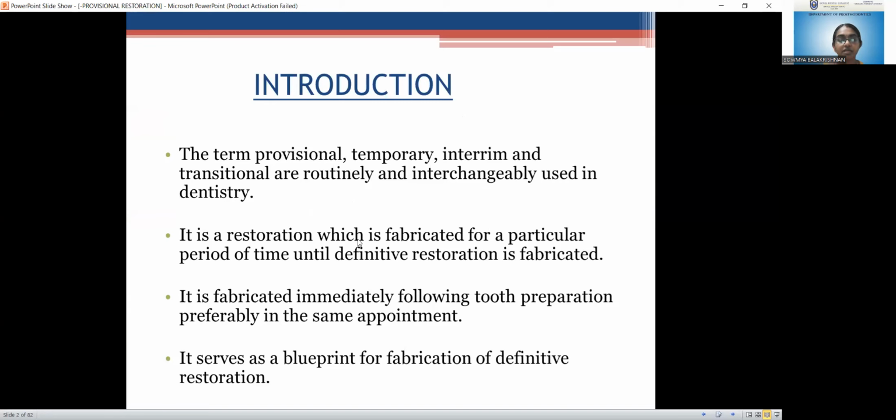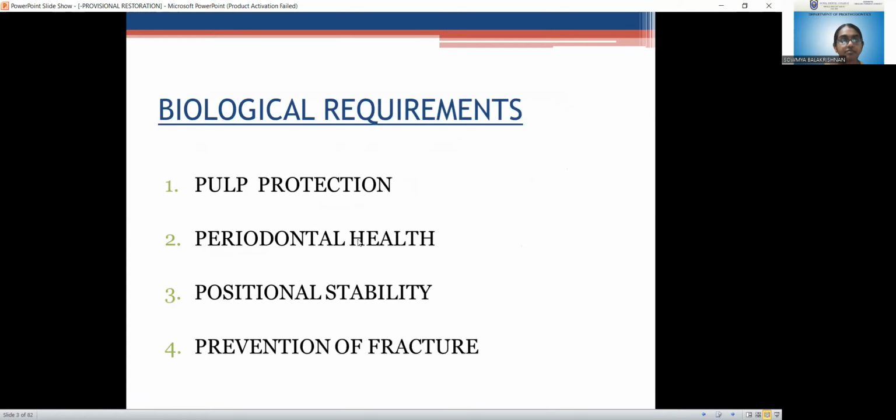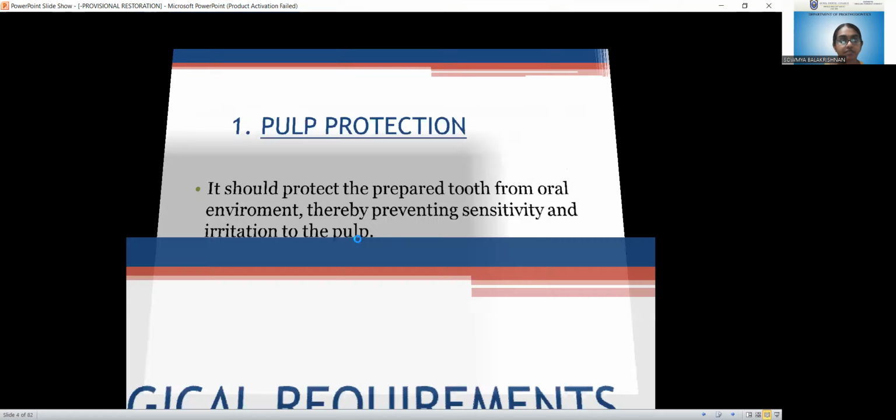So usually we make the provisional restoration after the tooth preparation, and preferably in the same appointment. And next, what are the ideal requirements of provisional restorations? We can classify the requirements into biological requirements, mechanical requirements, and aesthetic requirements. The biological requirements include pulp protection, periodontal health, positional stability, and prevention of fracture.